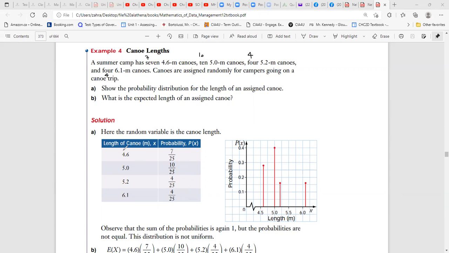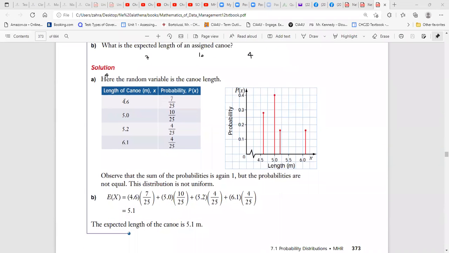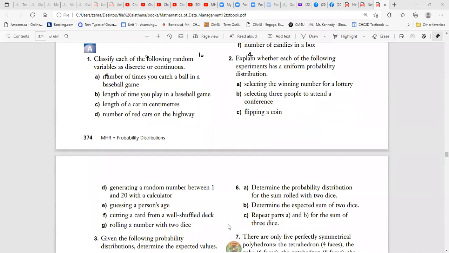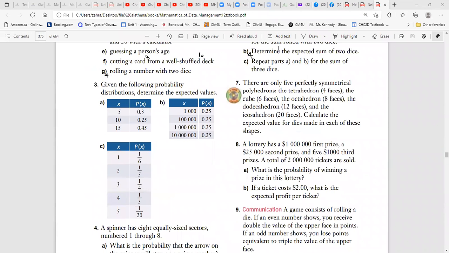This is your probability. Your random variable is the size of your candle. You list that there. You can graph that as a probability distribution. On the x-axis, you can put the length, and on the y-axis, you can put the probability, and for each of those candles, you can draw a bar. The expected value is the random variable multiplied by the probability, added together. As you see here, 5.1 is the expected length of the candle. You can do the even-numbered questions for your homework.